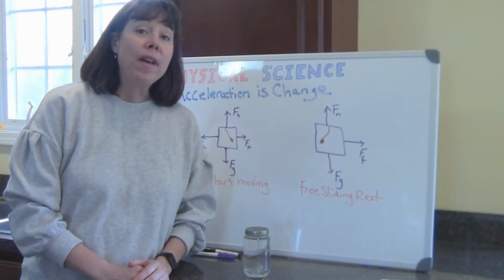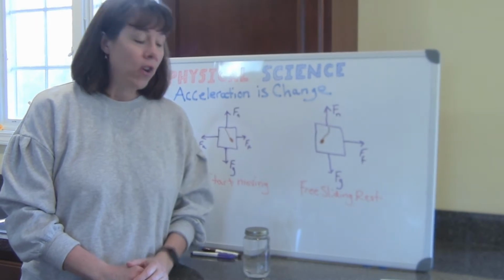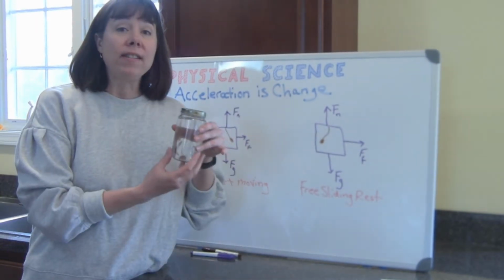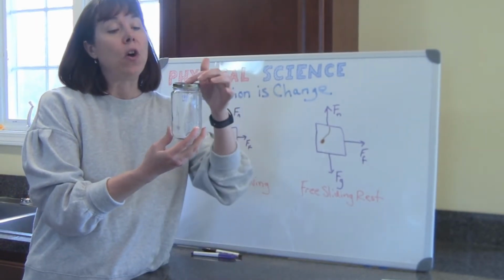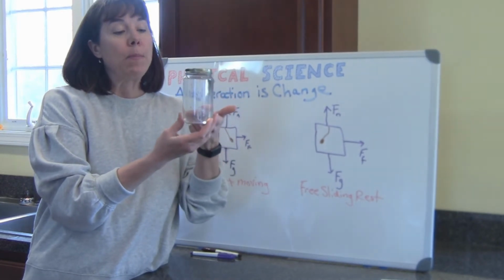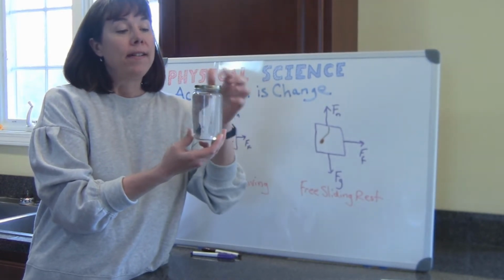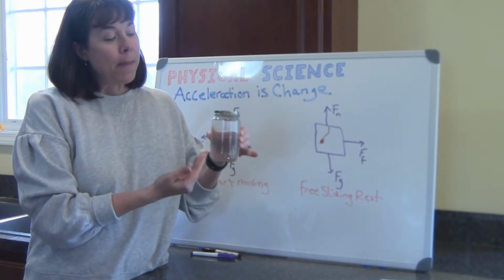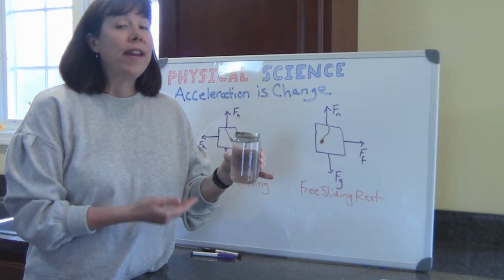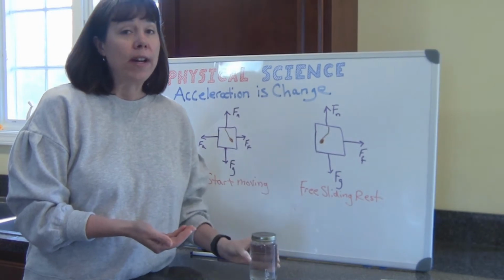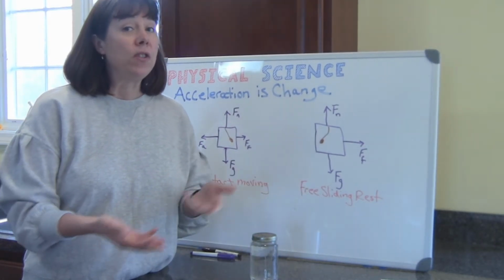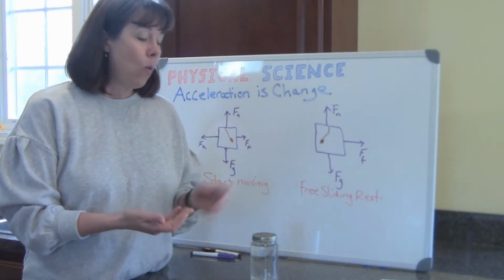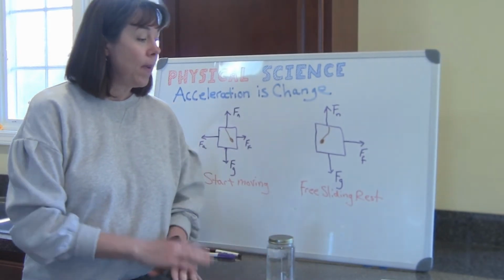We're working on the lab Acceleration is Change. I had constructed an accelerometer, which is made out of a jar that's got a paper clip tied to a thread taped to the bottom of the lid. And whenever the paper clip and thread move, that indicates acceleration is occurring, which means that there is a change in speed, direction, or both on the accelerometer.